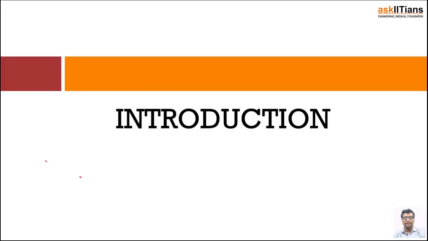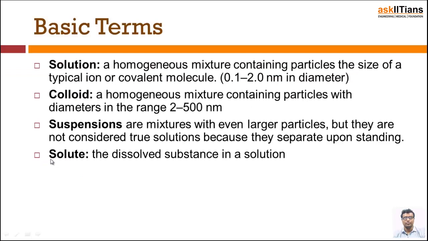So our next part, introduction to the solutions. Basic terms. So what are the basic terms used in this chapter? So the first basic term is solution. What is a solution? A solution is nothing but a homogeneous mixture containing particles the size of a typical ion or covalent molecule. Generally, the size of a typical ion or covalent molecule is around 0.1 to 2 nanometers in diameter. So a solution is a mixture of such particles of this size, 0.1 to 2 nanometers in diameter.